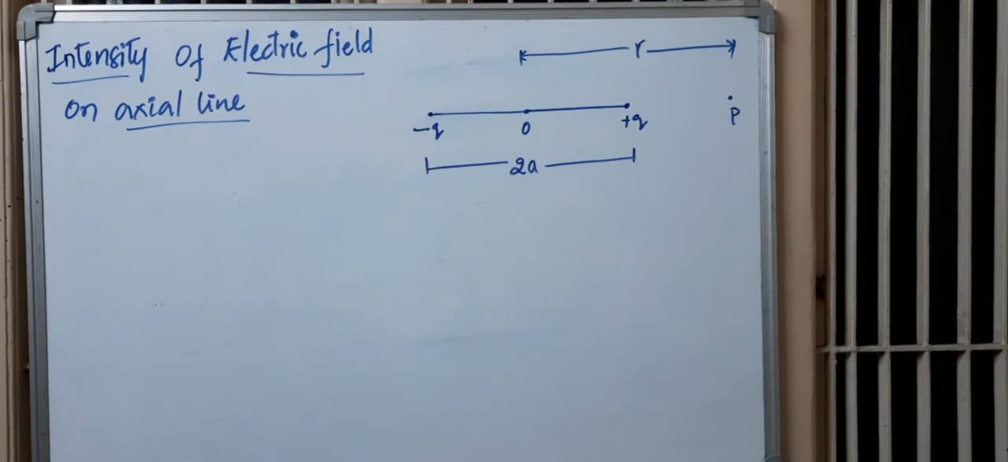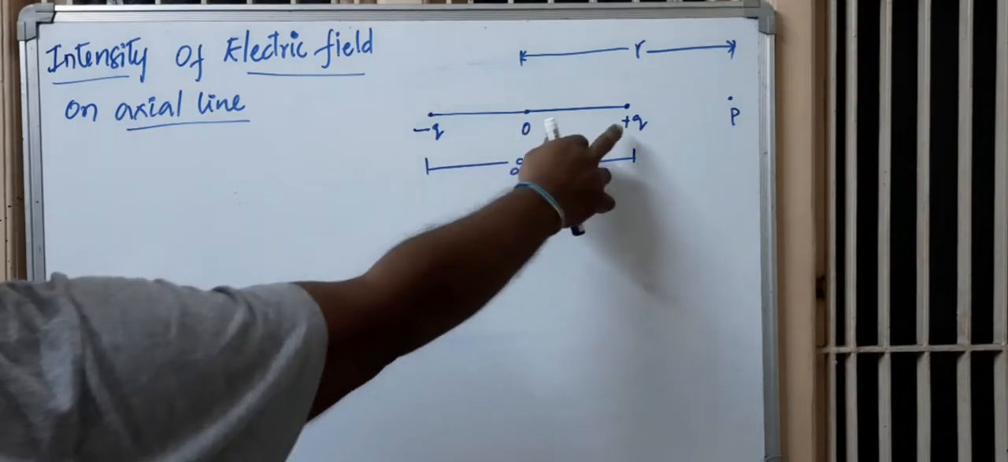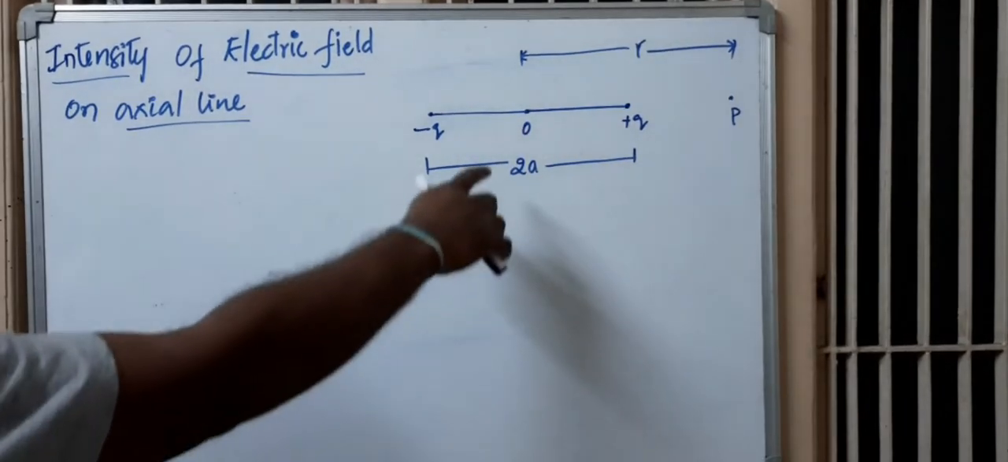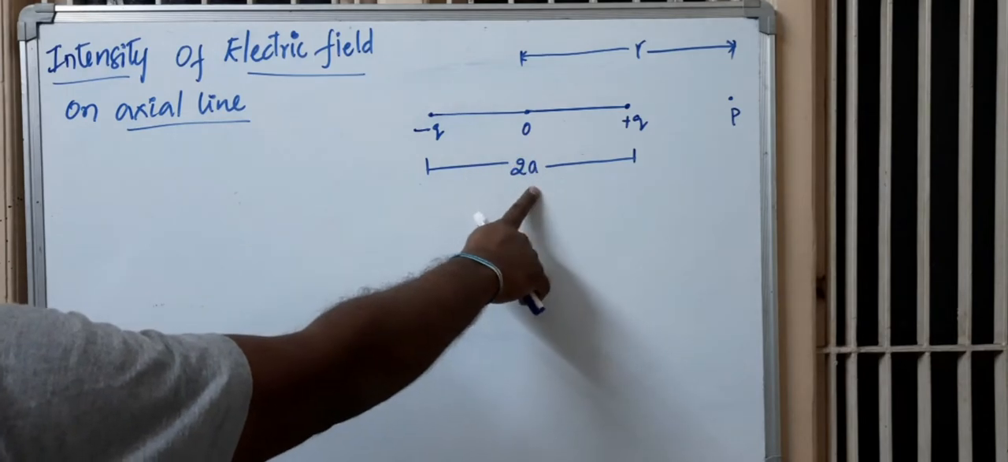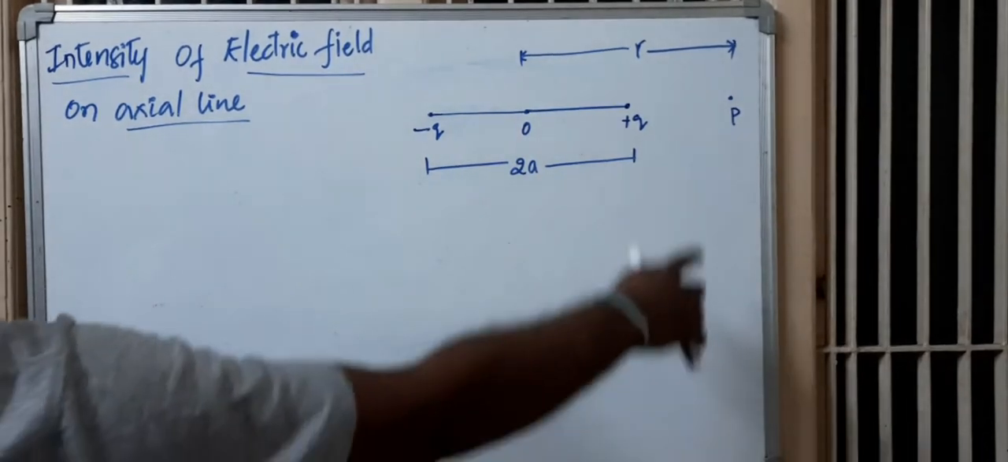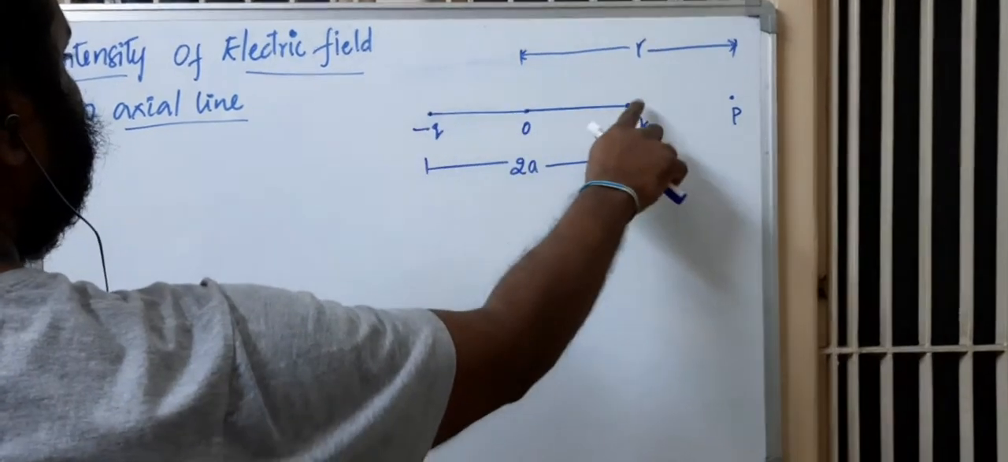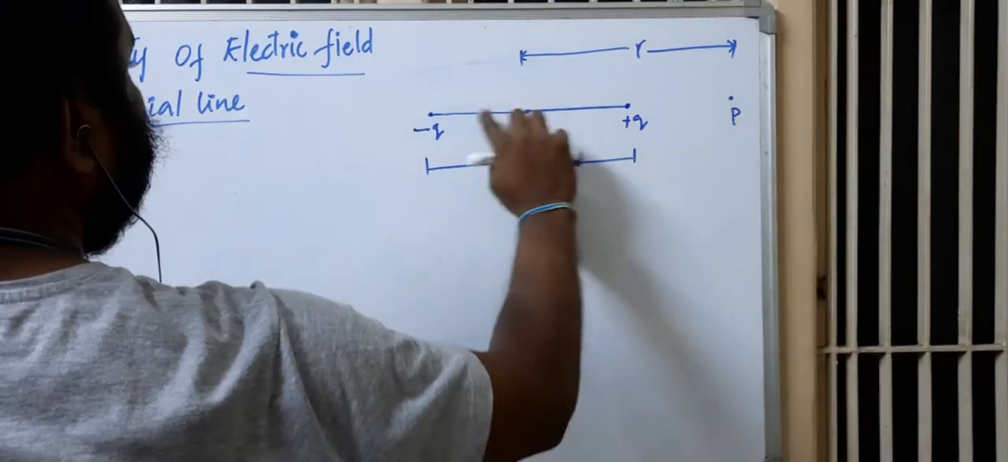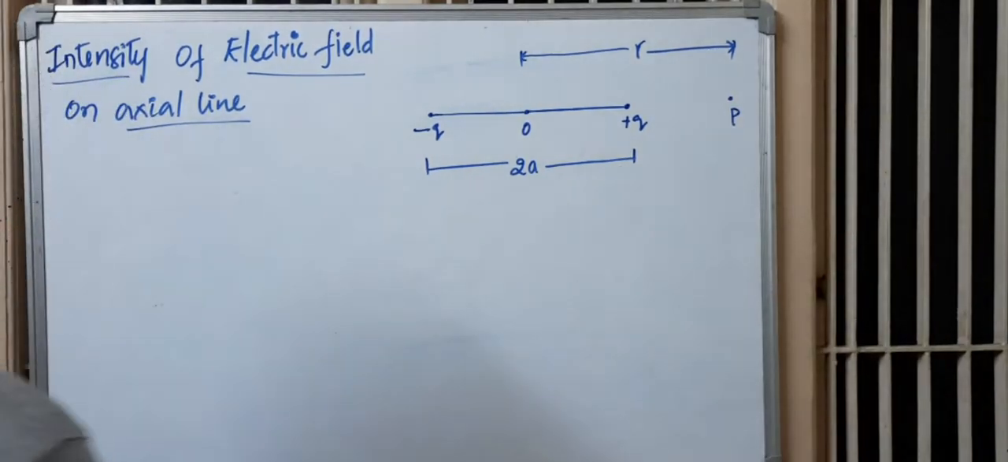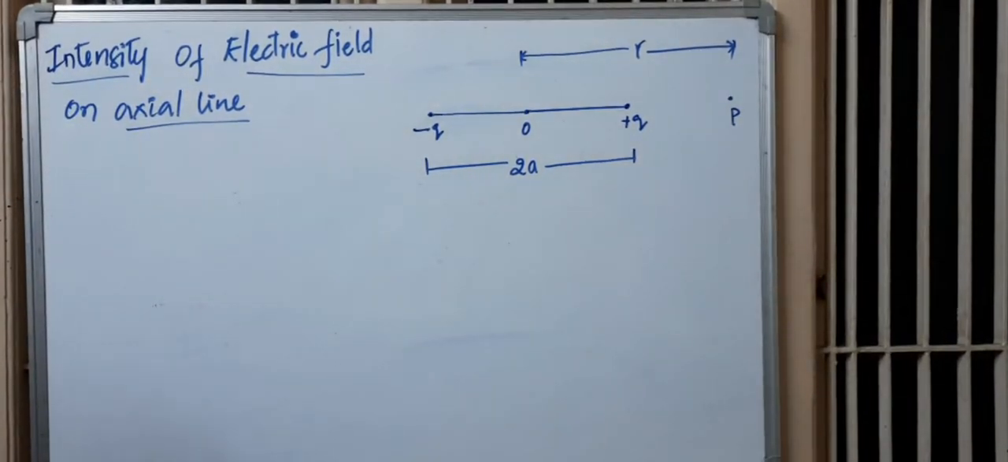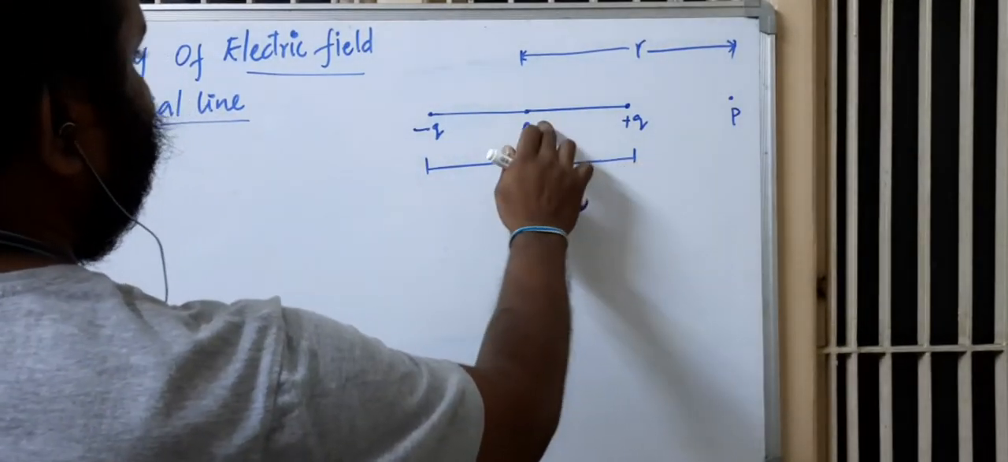Today we are going to discuss a topic: the intensity of electric field on the axial line. Here we are considering an electric dipole of charges minus q and plus q, separated by a distance of 2a, and let P be a point on the axial line. So this is the electric dipole, and here we have considered a point P on the axial line, at a distance of r from the midpoint of this electric dipole.